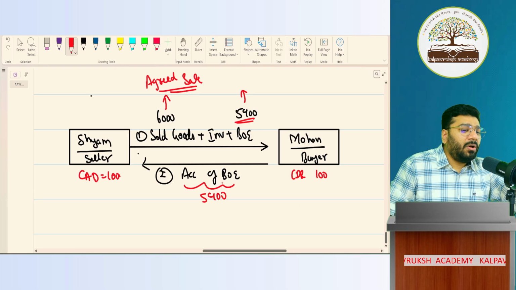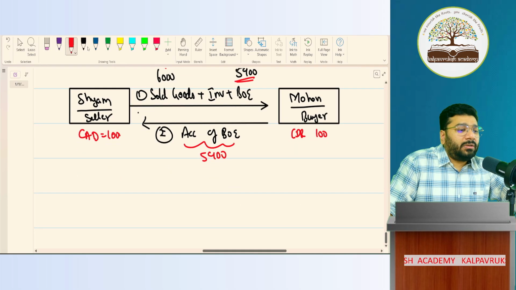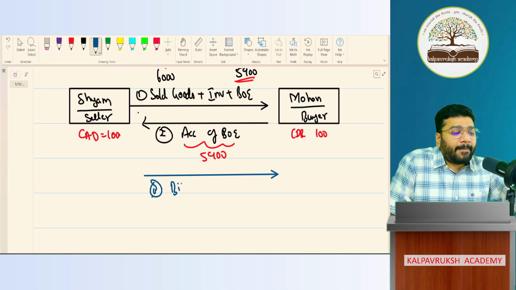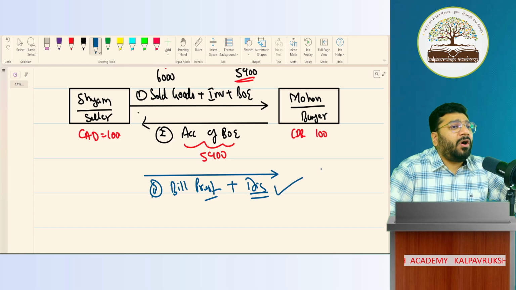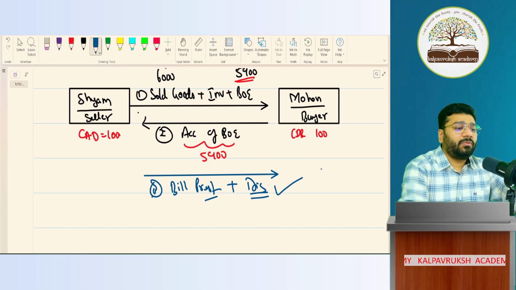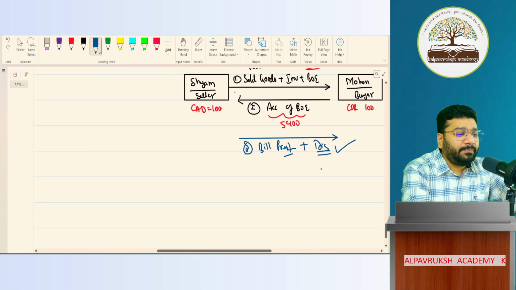Any problem? On the maturity date, we are supposed to present the bill. Did we present the bill or not? Yes. So the third transaction is bill presented. But what happened? It got dishonored. So we have to pass the entry for dishonour. Got it, not got it? Are we clear? Chalo. So first, can we do the entry in the books of Shyam?